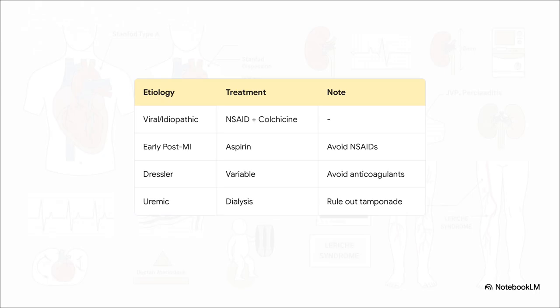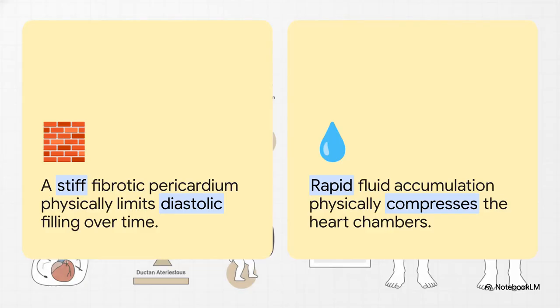And for uremic pericarditis, which by the way often lacks those classic ECG changes, you absolutely must rule out tamponade before initiating dialysis. Moving on to pericardial compression, you have to distinguish between two completely different mechanisms of restricted filling. Constrictive pericarditis is a chronic condition caused by a stiff, fibrotic pericardium that physically limits diastolic filling. It's like the heart is trapped in a rigid box.